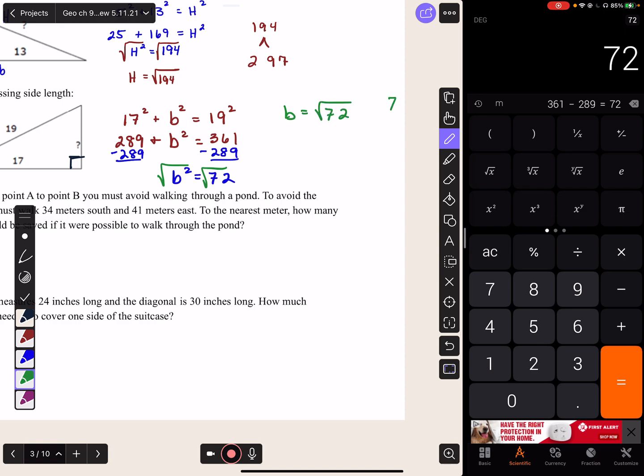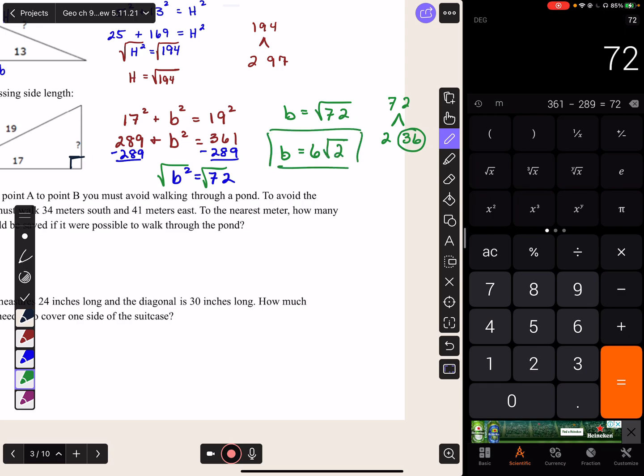We take the 72 off to the side and we start to factor it. And see, I notice right away it's 2 times 36. I can square root 36. Square root of 36 is 6, and that 2 has to stay inside.